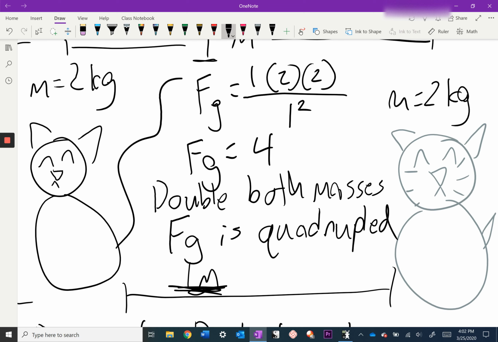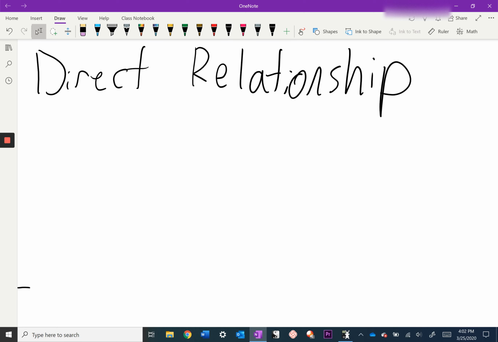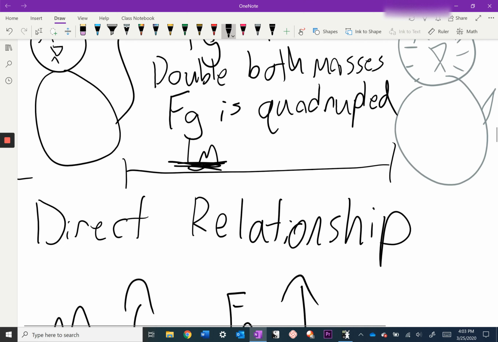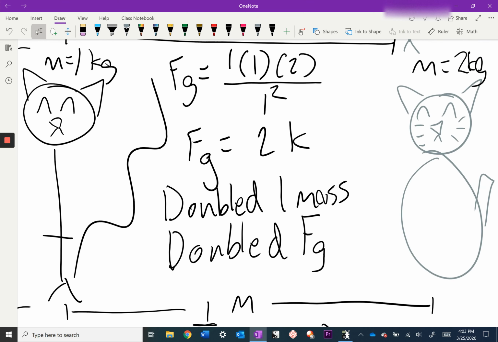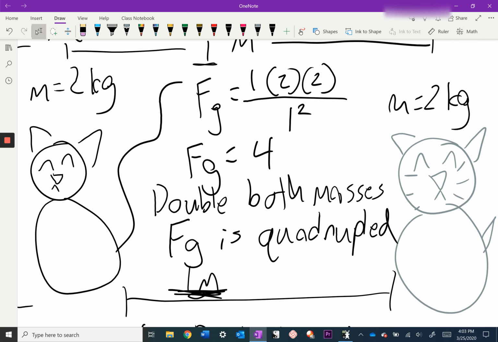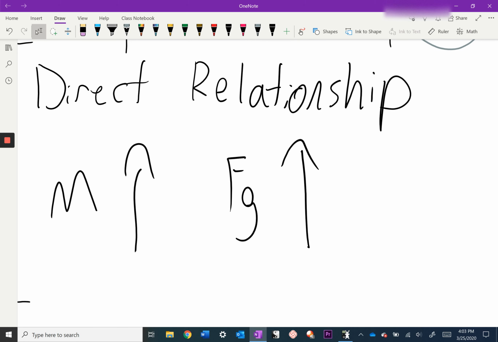Okay? So this is something called a direct relationship. In a direct relationship, as one of the masses increases, the force of gravity increases by the same factor. If we doubled one mass, we doubled the force of gravity. If we doubled both masses, then we quadrupled the force of gravity. So if you double masses, the force of gravity goes up by the same amount.